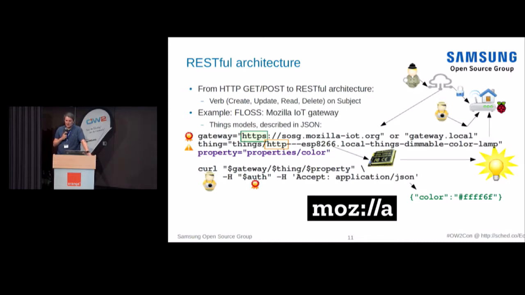And each thing has a different endpoint, and you can access the property. So here I'm reading the property, and if I send a PUT request, I will change the color of the light. If you look at my green and red squares, you see that I'm using different protocols. Using HTTP in a local network could be perfectly fine, but we can do better.